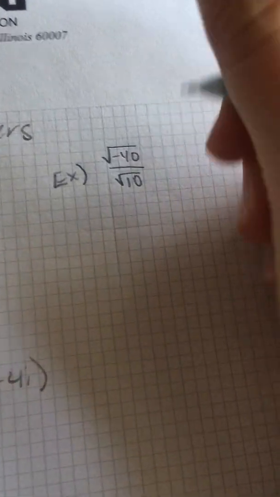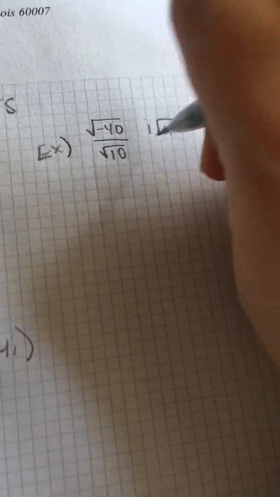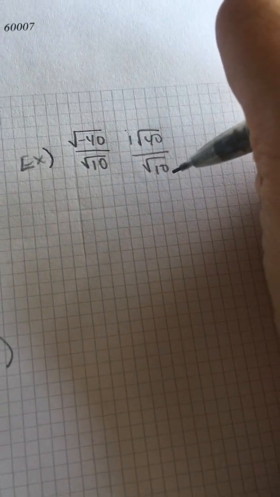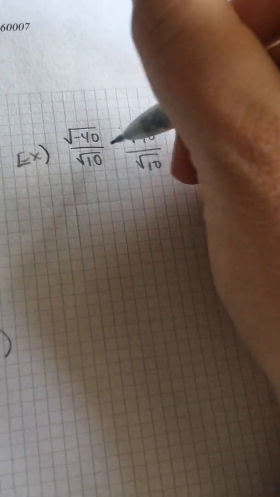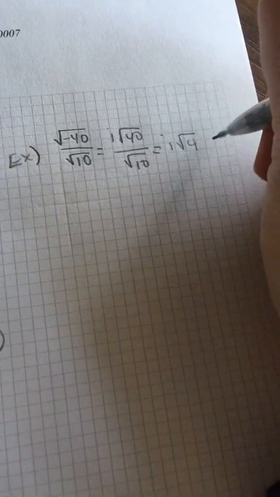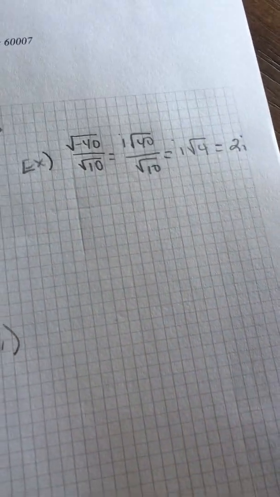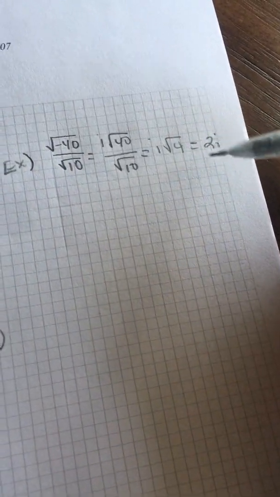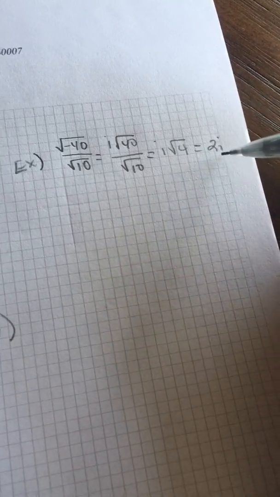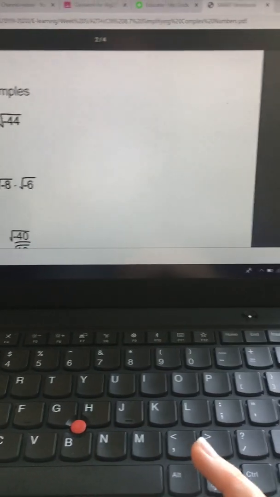I'm going to first remove the perfect negative, which is i root 40 over root 10. If they're both under the root, I can simplify them. So this is easy as 10 goes into 40 4 times. So I get i root 4. Now 4 is perfect. 4 comes out as 2. So I'm going to write it as 2i. You could write it as i times 2, but really you want the real number part first and then the imaginary part. So 2i ends up being our answer for our third example. Fourth, let me go to the next slide over here.